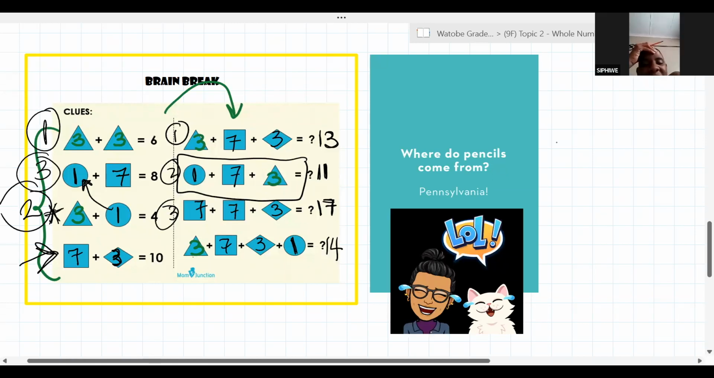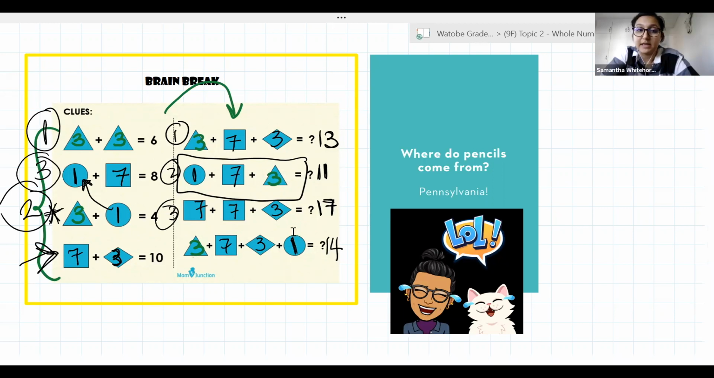Oh. Okay, so we don't have to do it in the order that it's been given to us. We need to do it however makes sense to us. We basically skipped one and then came back.